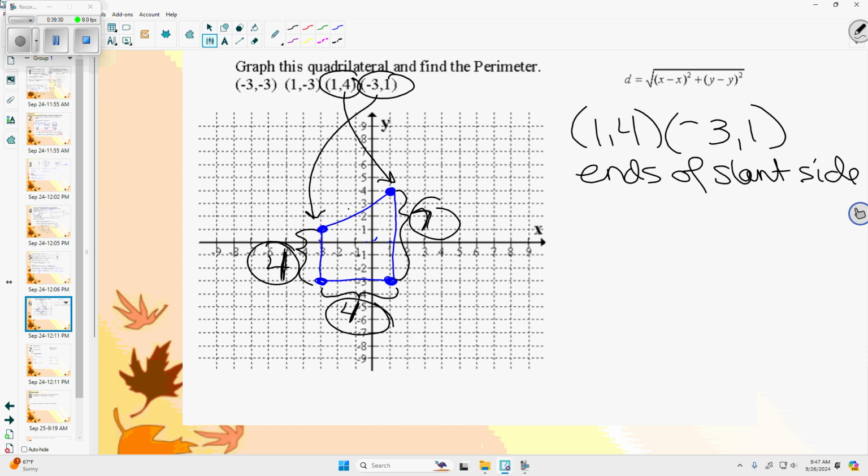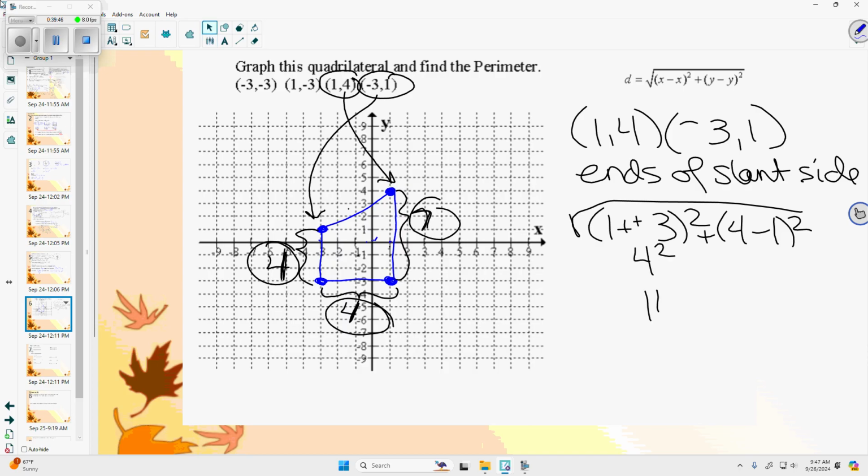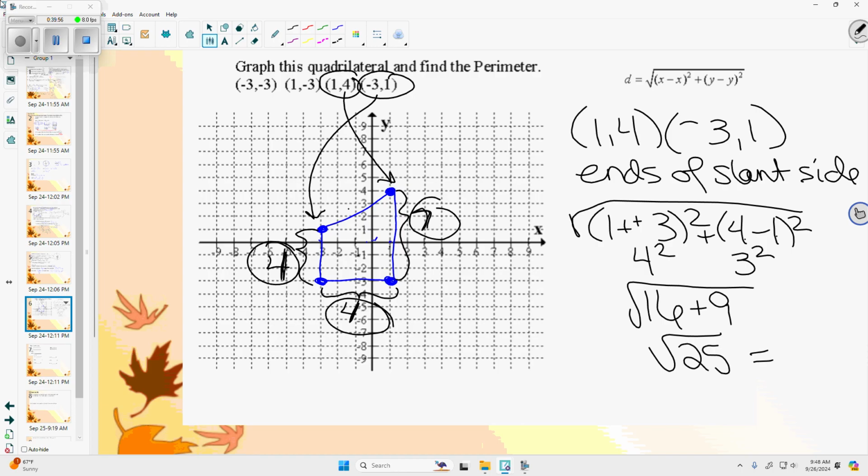All right, for the sake of time, I'm going to plug the numbers in for you. We got 1 minus -3 squared and 4 minus 1 squared. 1 minus a -3 is 4. What's 4 squared? Okay. 4 minus 1 is 3. What's 3 squared? 16 and 9. Square root of that is?